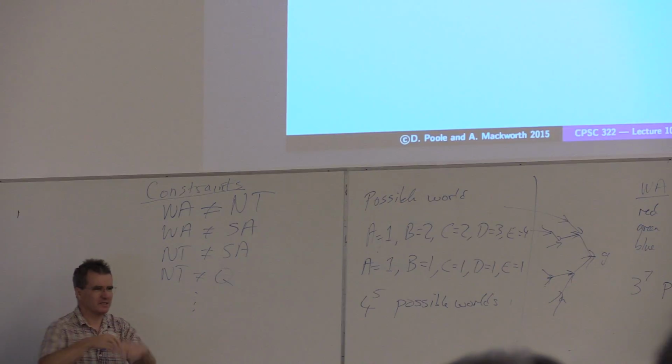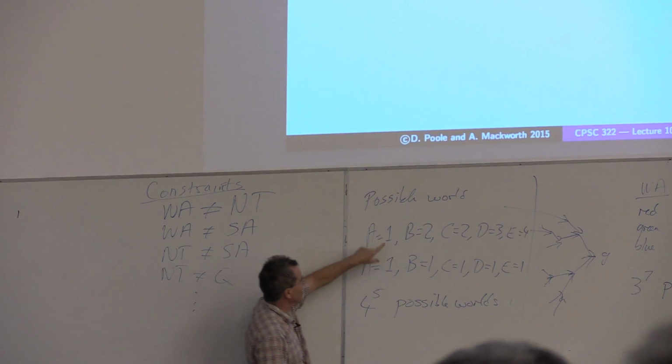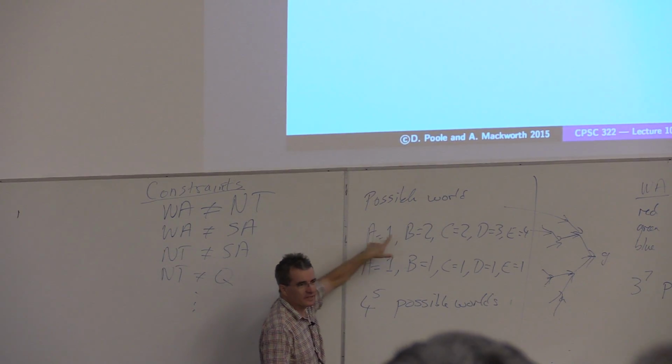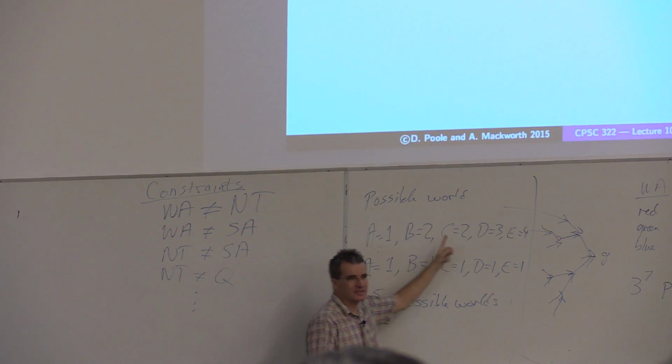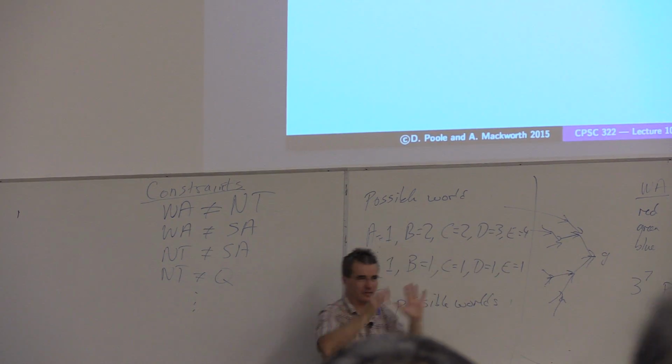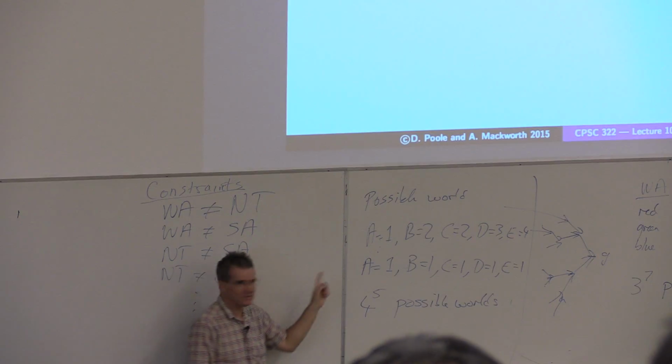I never remember which way you put the power, but you just think about it. Well, there are 4 ways of this times 4 ways of this times 4 ways of this, and so it's 4 to the 5th, right? Don't try and remember an equation. Just think of how it works, right?